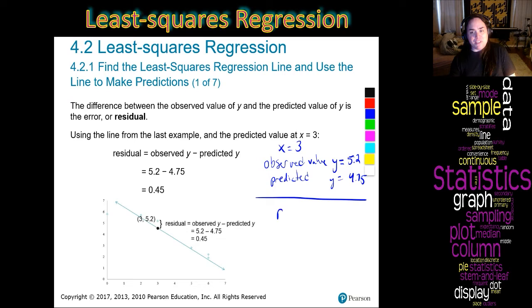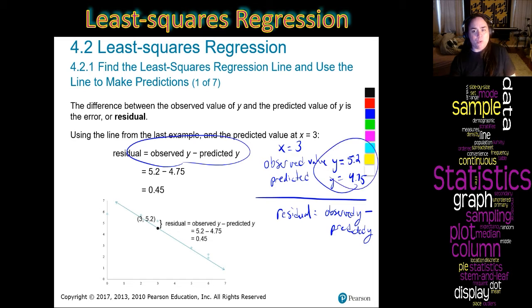You get a residual by subtracting observed y value minus predicted y value, and that's what it says there. So by subtracting 5.2 and 4.75, we get a residual of 0.45. All that means is this point on the graph is at 4.75.